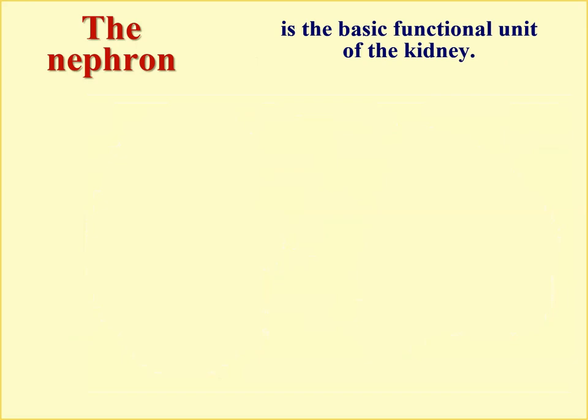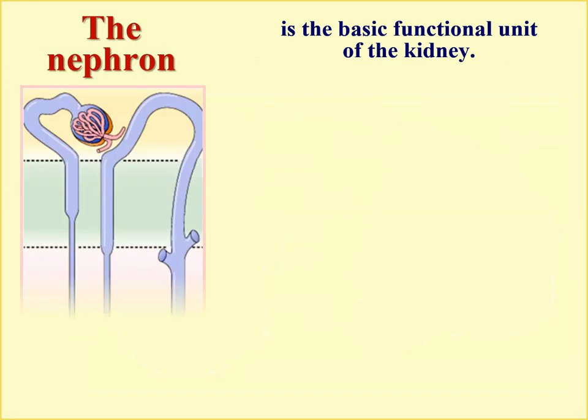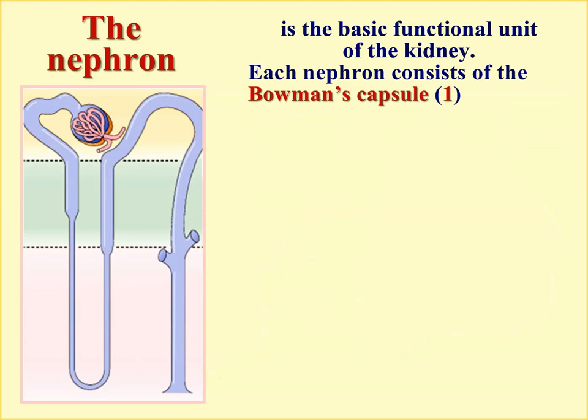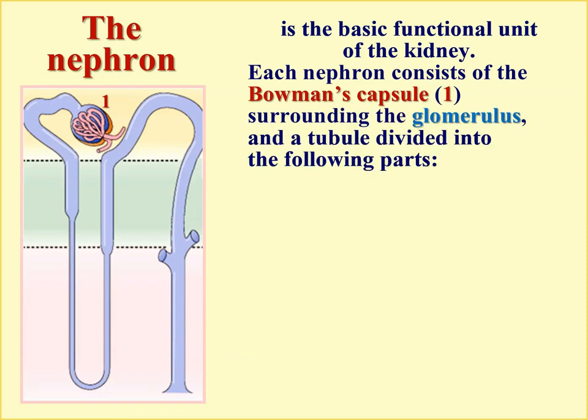The nephron is the basic functional unit of the kidney, and it consists of many parts. First, the nephron consists of the Bowman's capsule, which surrounds each glomerulus. Then, the tubule starts out from the capsule of Bowman. And the first tubule is the proximal convoluted tubule, which is located exactly in the cortical part of the kidney.